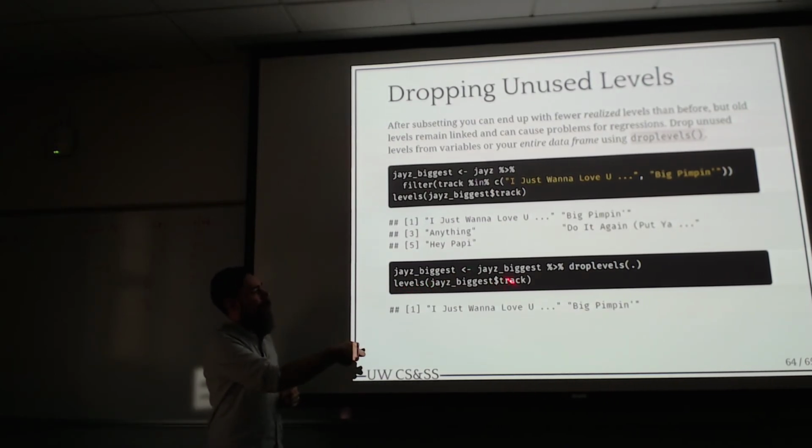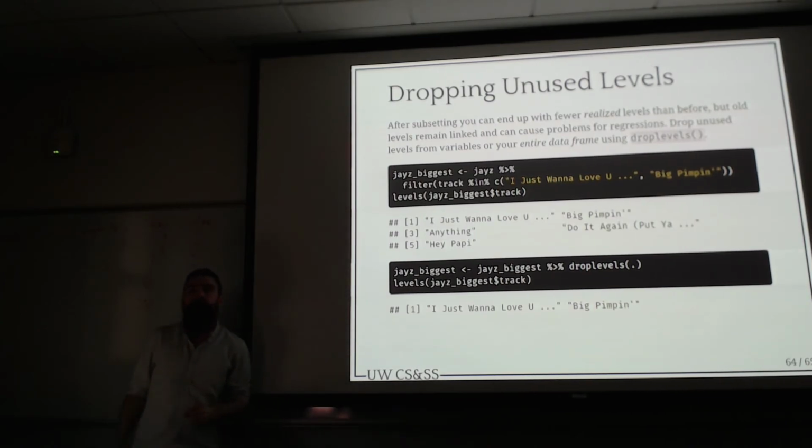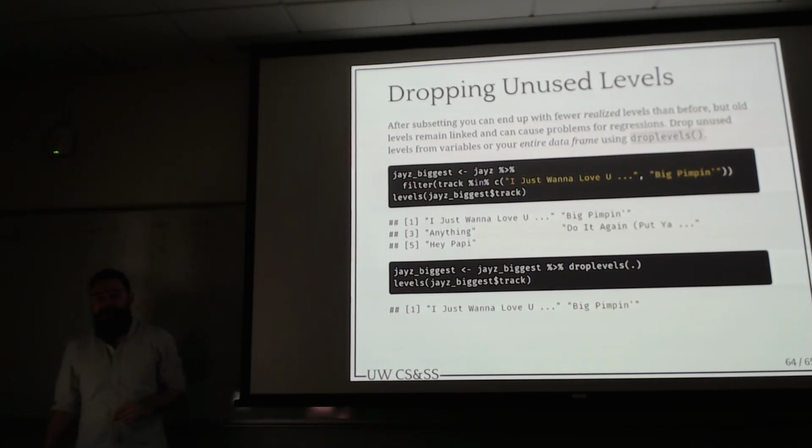Now I get levels of that track, and now it has just the two that are actually seen. If you run into weird problems that say something like unknown or unobserved factor level, try droplevels and see if it goes away. Okay.